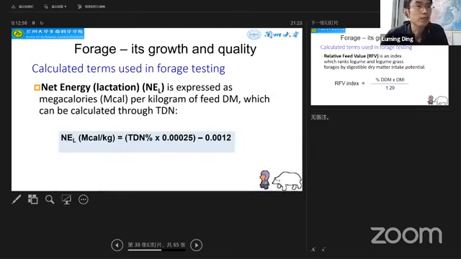Okay. Net energy for lactation, NEL, is expressed as megacalories per kilogram of feed dry matter, which can be calculated from total digestible nutrients, TDN, by the following formula.